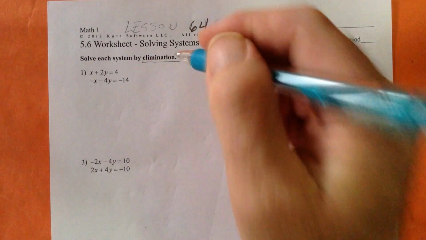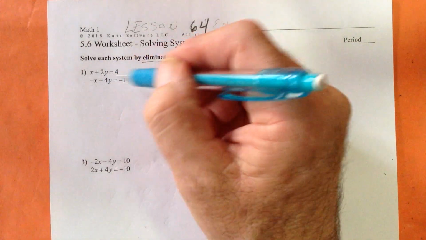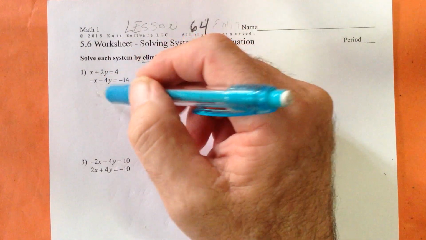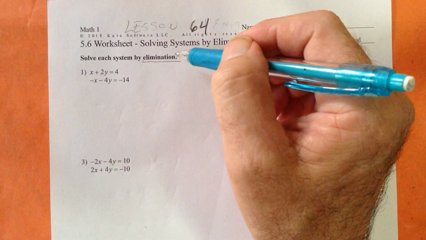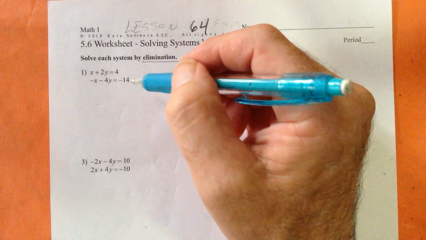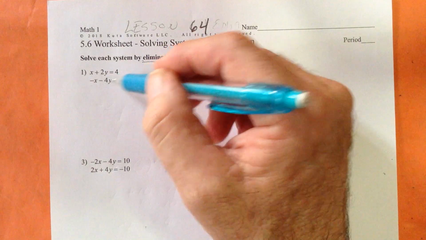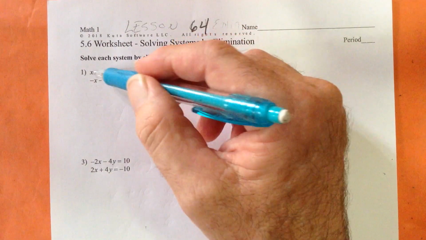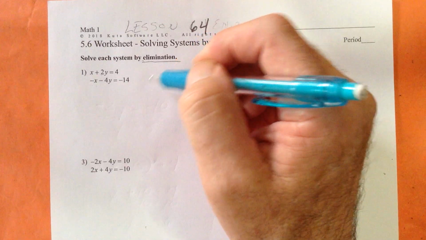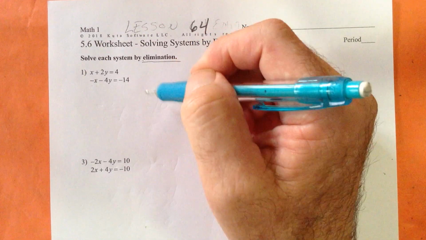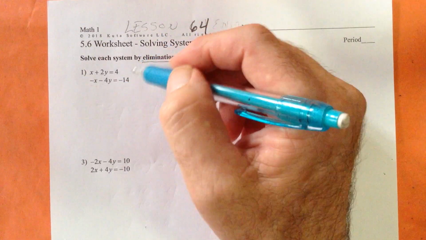Just like 62 was finding where these two lines, if you graph these two lines, the point where they cross, that will be the answer. 63 we did by substitution, where we isolated the y or the x, and put it in, and then found what the x and y point, the place where it will cross, by doing substitution.